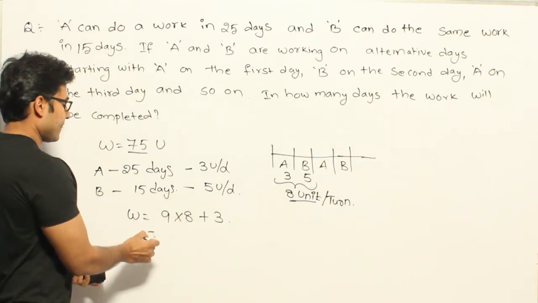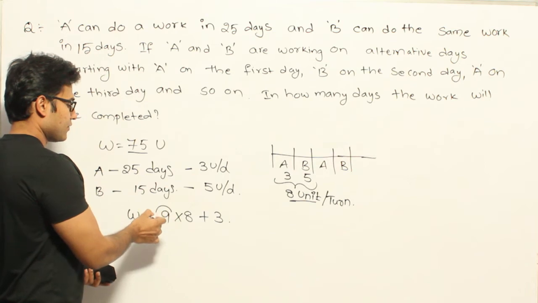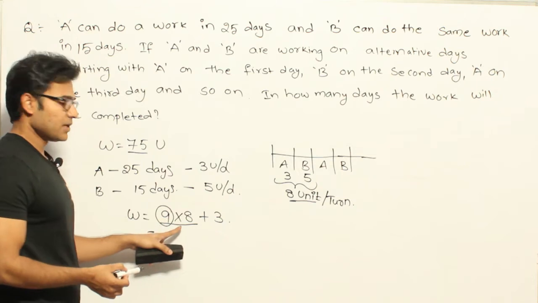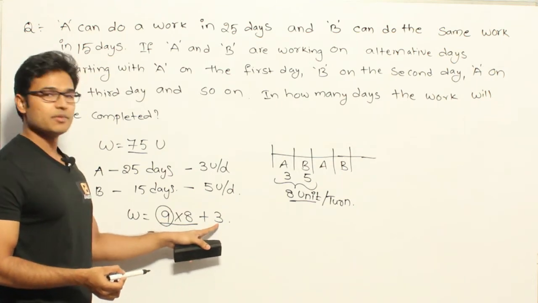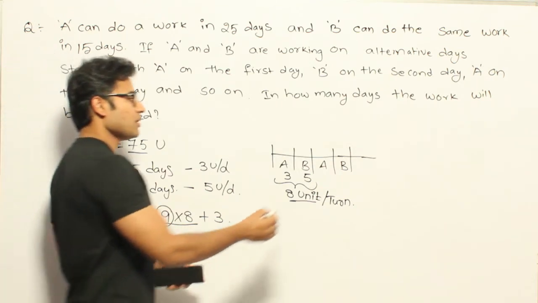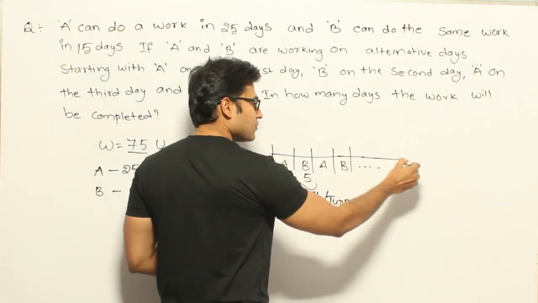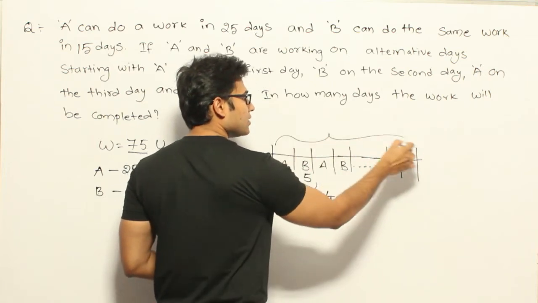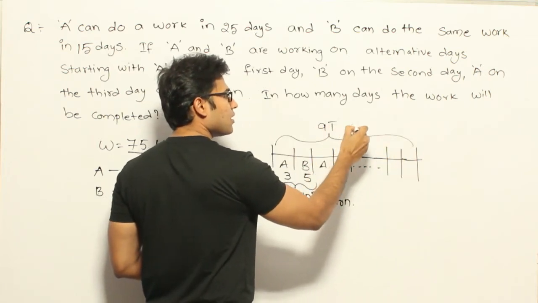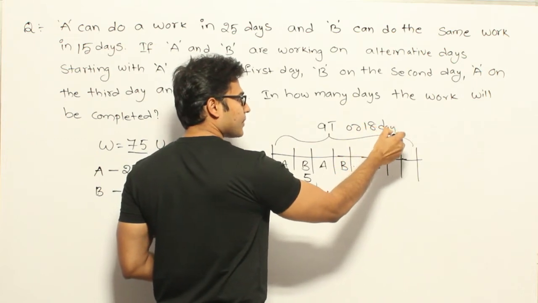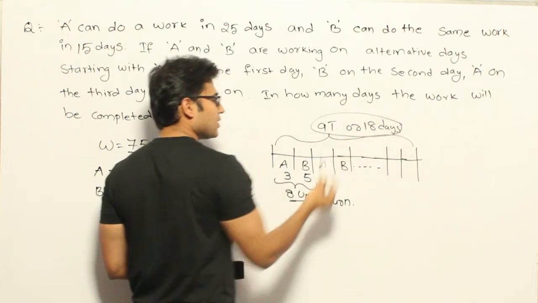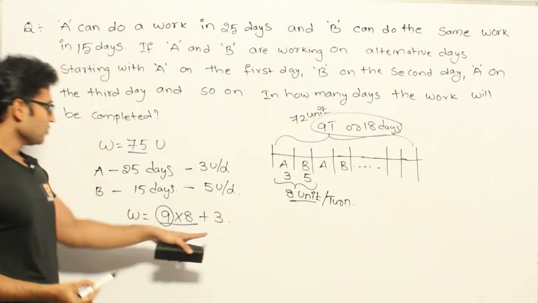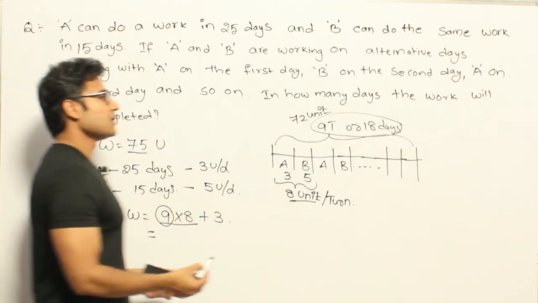So what does it mean? It means that I can let 9 turns happen so that 72 units of the work are completed and the remaining 3 units will be left. Got it? So if you let this happen for 9 turns, which is 18 days, the total work completed in this time will be equal to 72 units, right? Now how many units will be remaining here? 3 more units will be remaining, right?